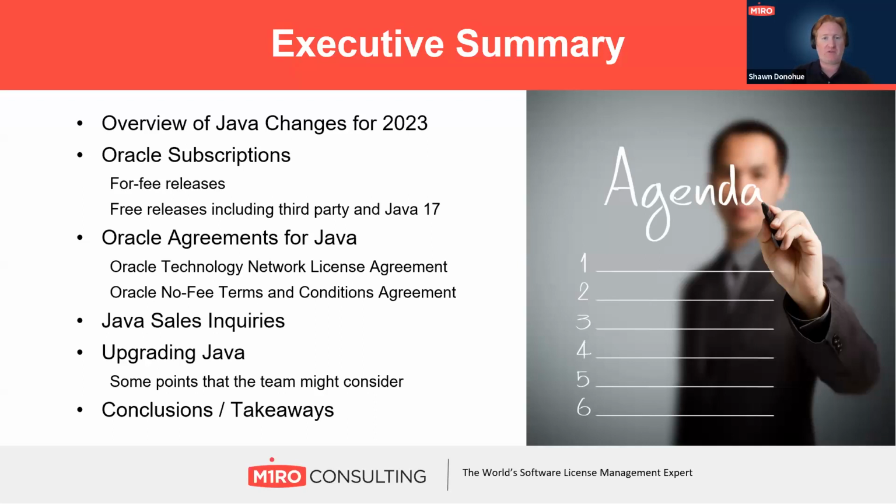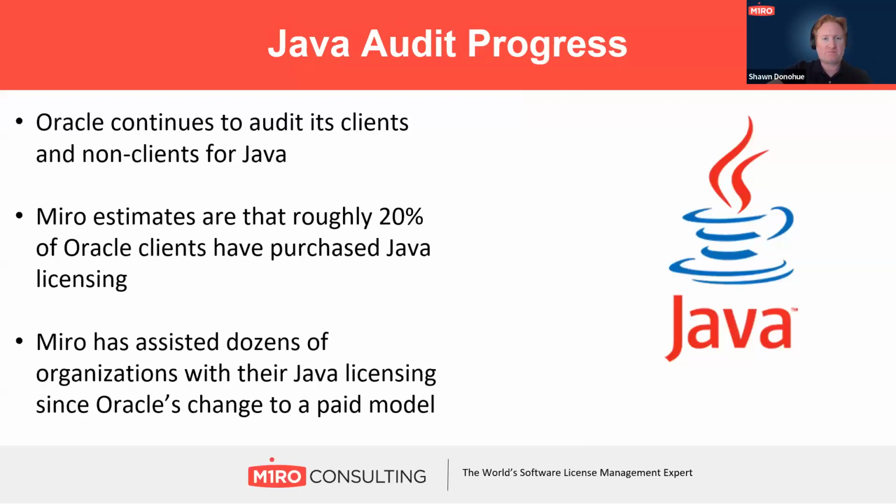We're going to cover different types of subscriptions. We're going to cover different types of agreements, the Java sales inquiry, which is totally not an audit, just a sales inquiry, and some of your other options. And most importantly, we're going to tell you what the gotchas are. So if your plan was to maybe just sign up for a year of Oracle Java subscription and then move off, we have some bad news for you. So let's move forward and we'll tell you all about it.